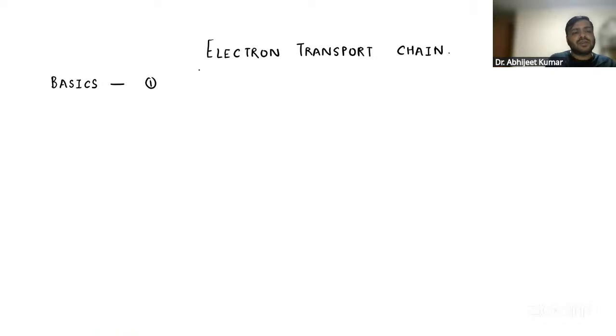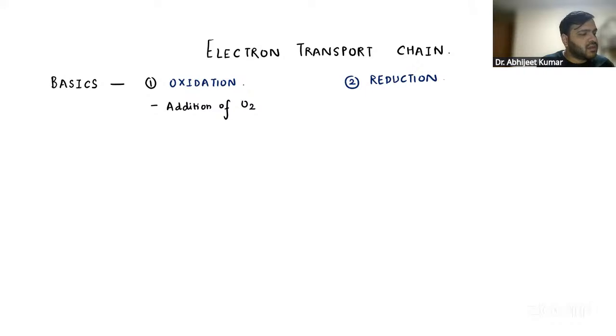The very first term that you should know: what is oxidation? And the second one, what is reduction? What is oxidation and what is reduction? Now, when I say oxidation, guys, it is always loss of electron, right? Or I can simply say oxidation means addition of oxygen. In very simple language, it is addition of oxygen. Reduction means removal of oxygen.